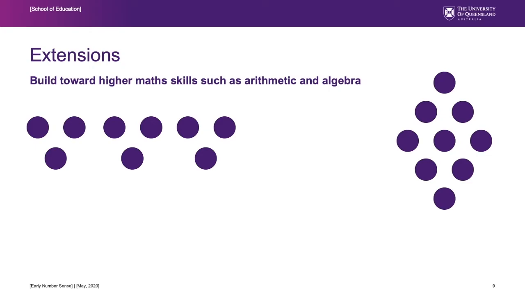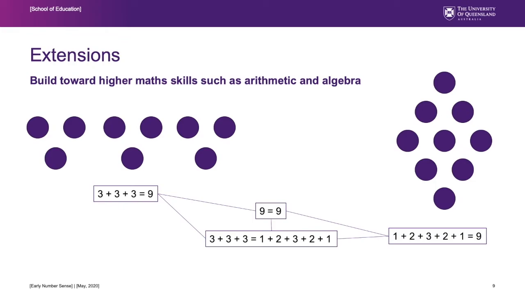This can help you build toward algebra. Whether or not you choose to use the symbolic forms for the younger children, you could consider doing that with some of the older children who are ready for it. So our 3, 3, and 3 to make 9, and we've got another version of 9 on the other side. So 3 plus 3 plus 3 equals 9. Well, so does 1 plus 2 plus 3 plus 2 plus 1. Well, and if 9 equals 9, then 3 plus 3 plus 3 equals 1 plus 2 plus 3 plus 2 plus 1. And you can start getting into some of the more advanced properties there as well if you'd like to.